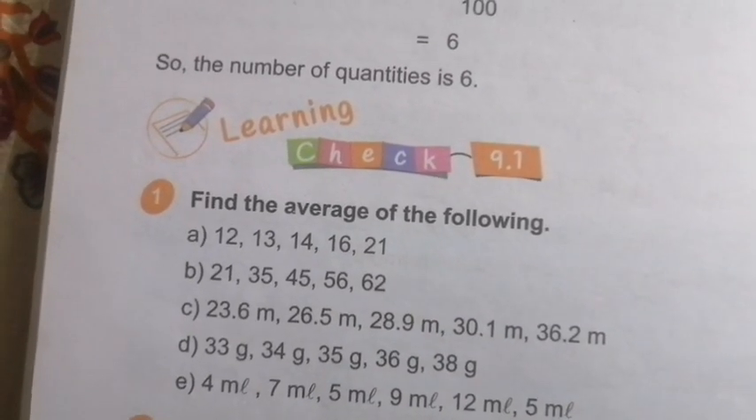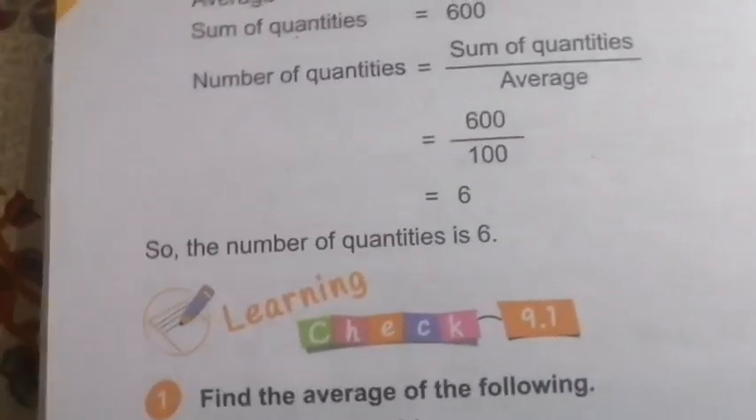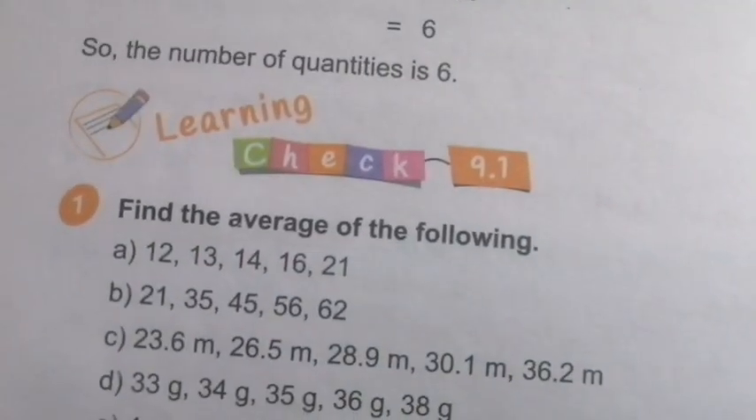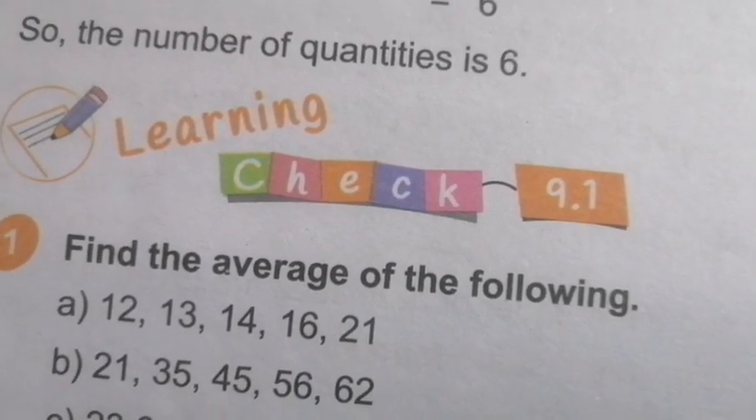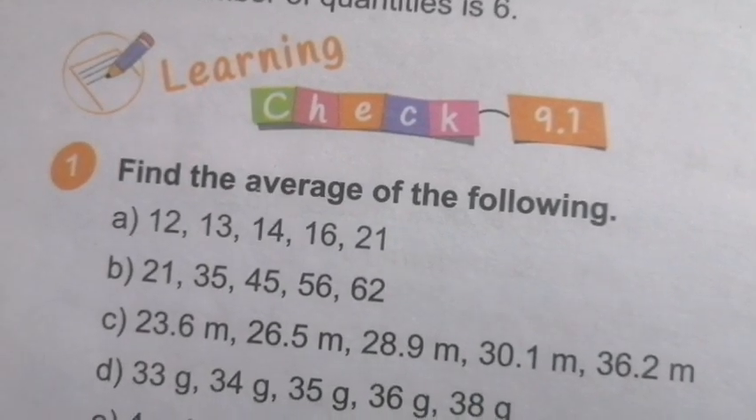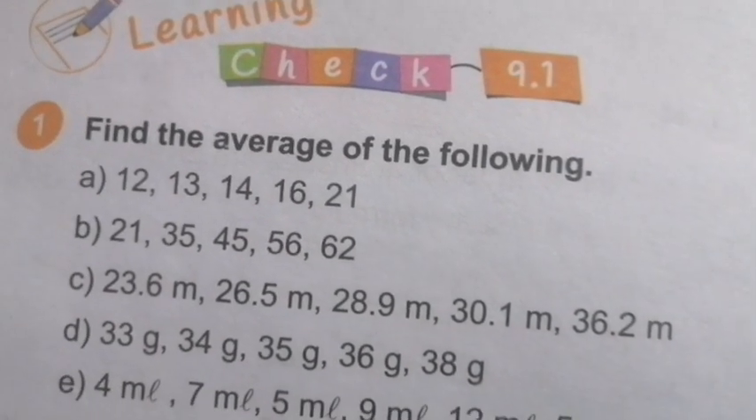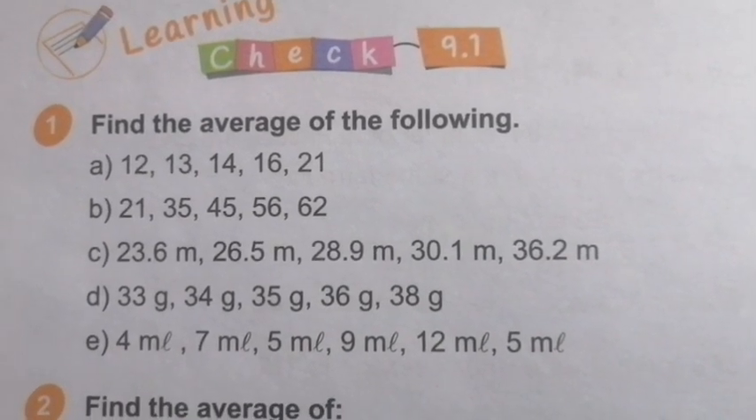This is exercise number 9.1, learning check. These are to find the average of the following. We will do one by one all these values from A to F. So let's start.